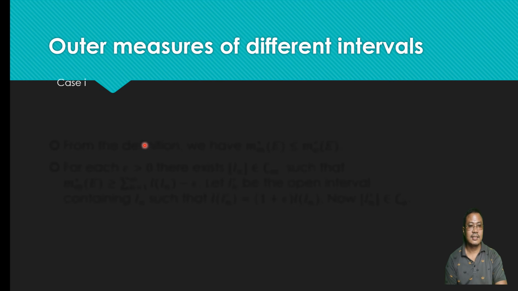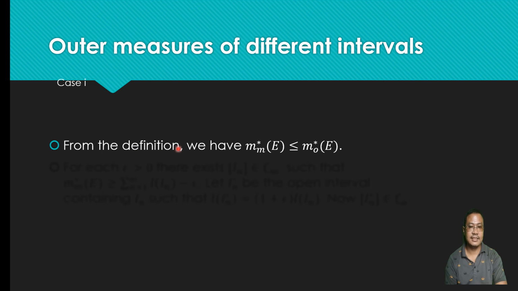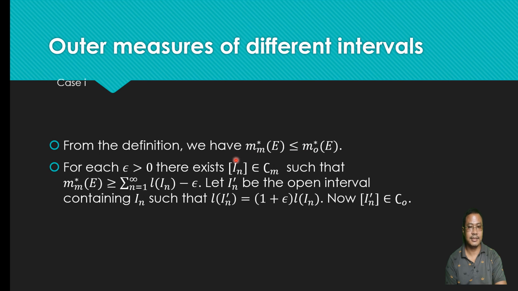So next, from the definition, again we have m star ME less than or equal to m star OE. So this is very obvious. This inequality we have, the reverse inequality we are trying to find out. So for each epsilon, there exists a cover of intervals I_n that is a member of the collection CM, such that m star ME is greater than or equal to the summation n going from 1 to infinity of the length of the interval I_n minus epsilon. This is coming from the infimum definition, and I have already explained this one also.